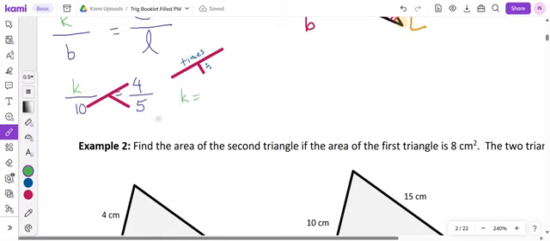So what that means is k equals 10 times 4 all divided by 5. That gives me 40 divided by 5. That equals 8. Who said 8? Pat on the back. Well done. Excellent math guess.